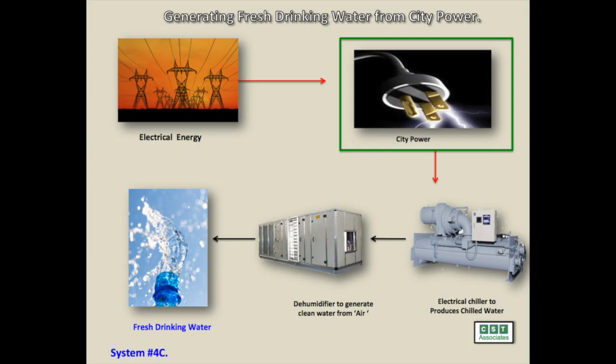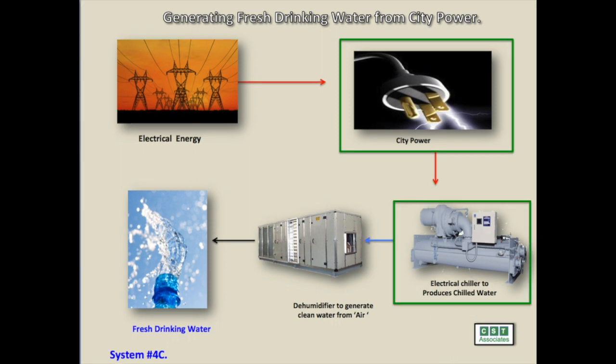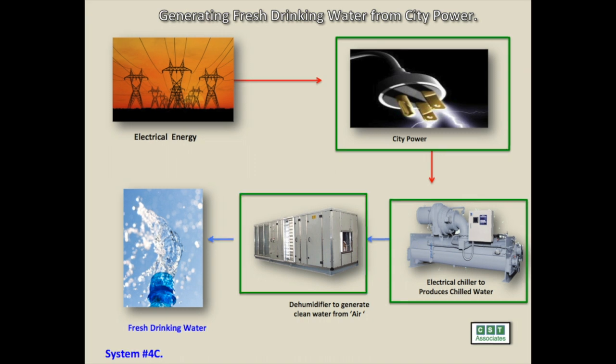Where the cost of electrical power is less, producing water can be done by using direct electricity. This consists of two major components. The first component is electrical chillers, which run with the electrical power and generate chilled water at 7 degrees centigrade, and the chilled water is made to pass through the second component, which is a dehumidifier. This condensed water can be further filtered for making it drinkable, or can be used for process.